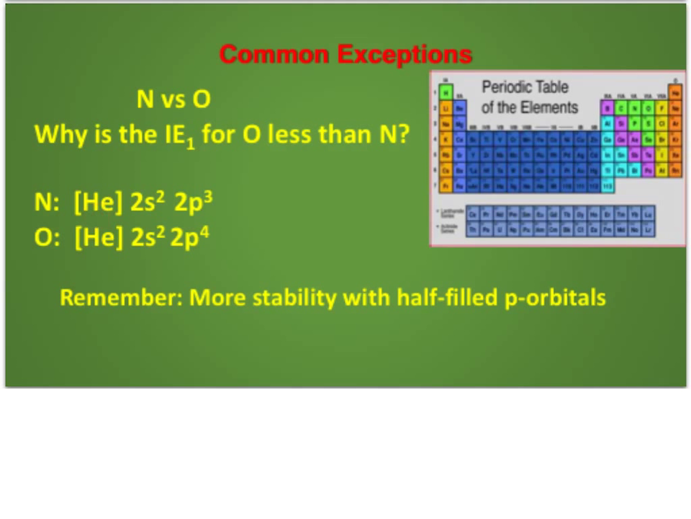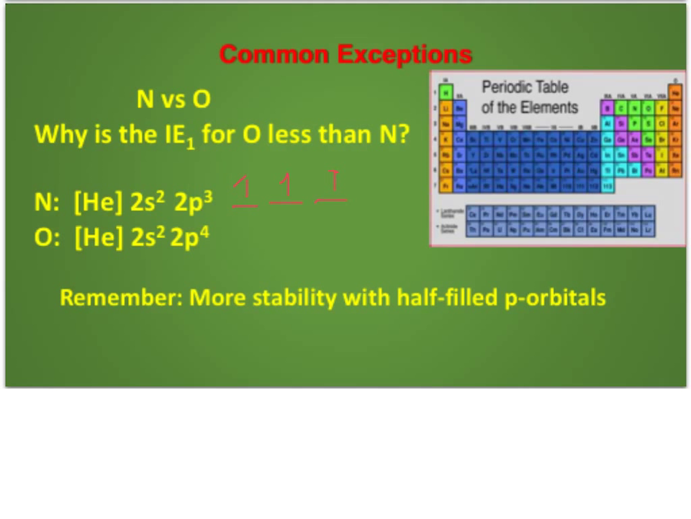Nitrogen, helium 2s2, 2p3. Oxygen, helium 2s2, 2p4. As we said before, there's more stability with filled or half-filled orbitals. Nitrogen has a half-filled p orbital. Remember when we say half-filled, let's just quickly draw an orbital diagram like this.